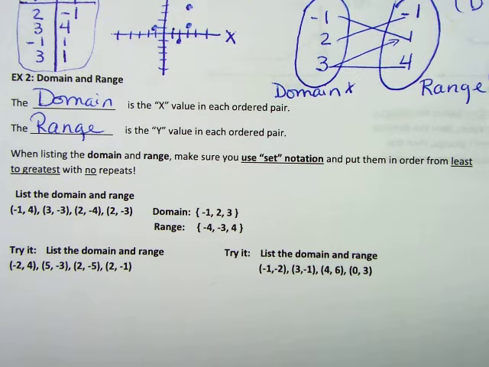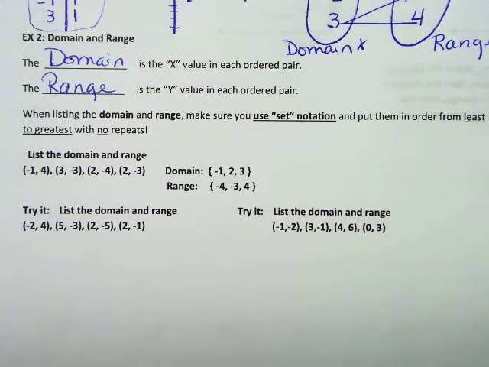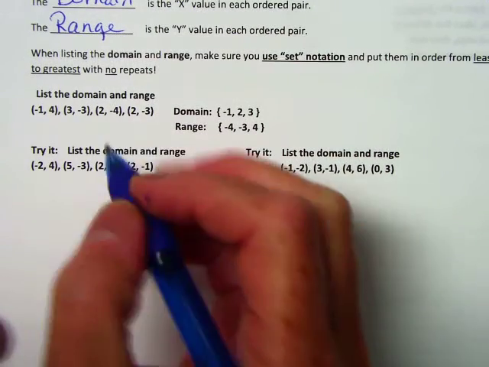The one other way that you can list a domain and range, our mappings do the domain and range, our circles, right? Or we can list them in set notation with the brackets. The rules are the same whether they're in our mapping or the brackets. The rules are the same. Least to greatest, no repeats. So once you get the hang of that, it's very easy. And so let's try it.